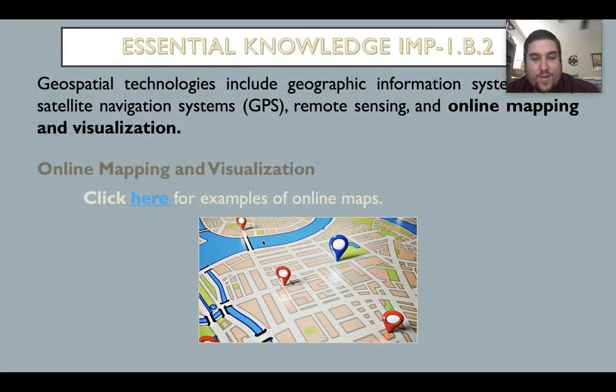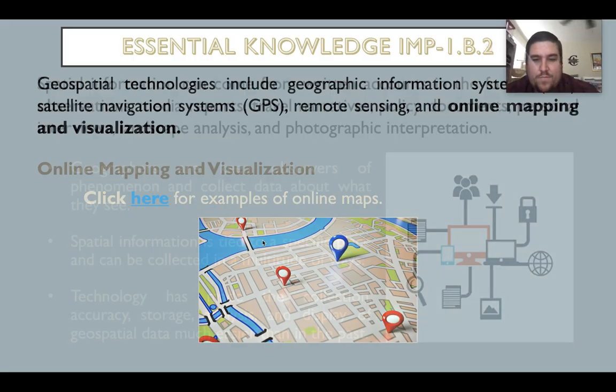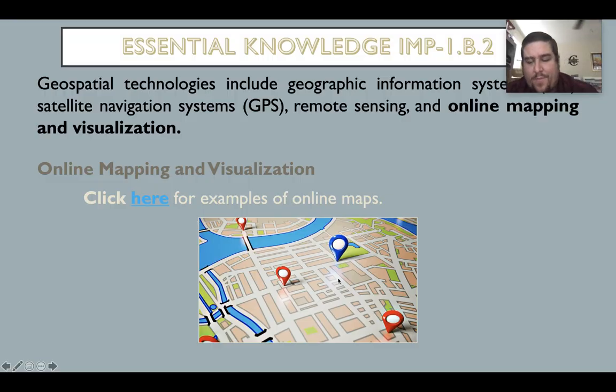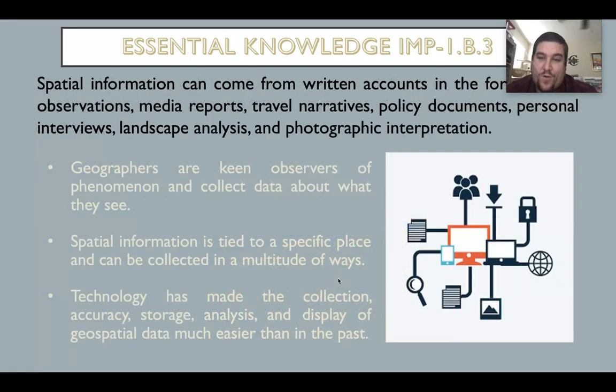Online mapping and visualization is all about maps that we see online. It's not a big deal. Anytime you put in any type of mapping online, Google Maps, Google Earth, that's all online mapping and visualization.